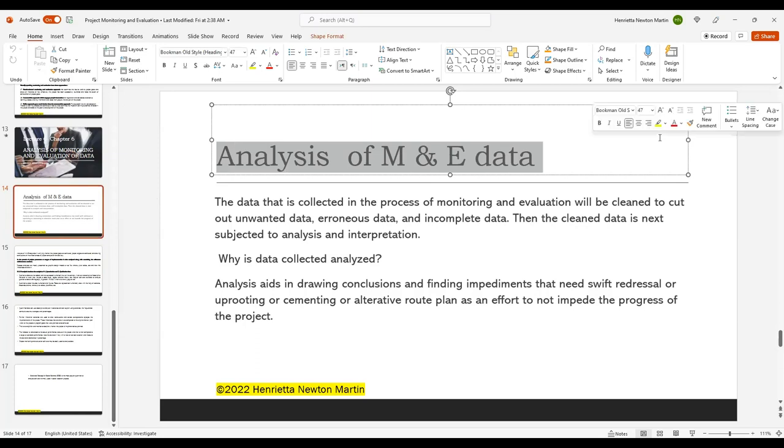So, analysis of monitoring and evaluation data. There are ways of analyzing the data which is collected. Of course, you have the quantitative technique as well as the qualitative technique. Now here we'll confine ourselves just to the approaches, or rather I'd use the word methods, of analysis, rather than teaching you exactly how it really works.